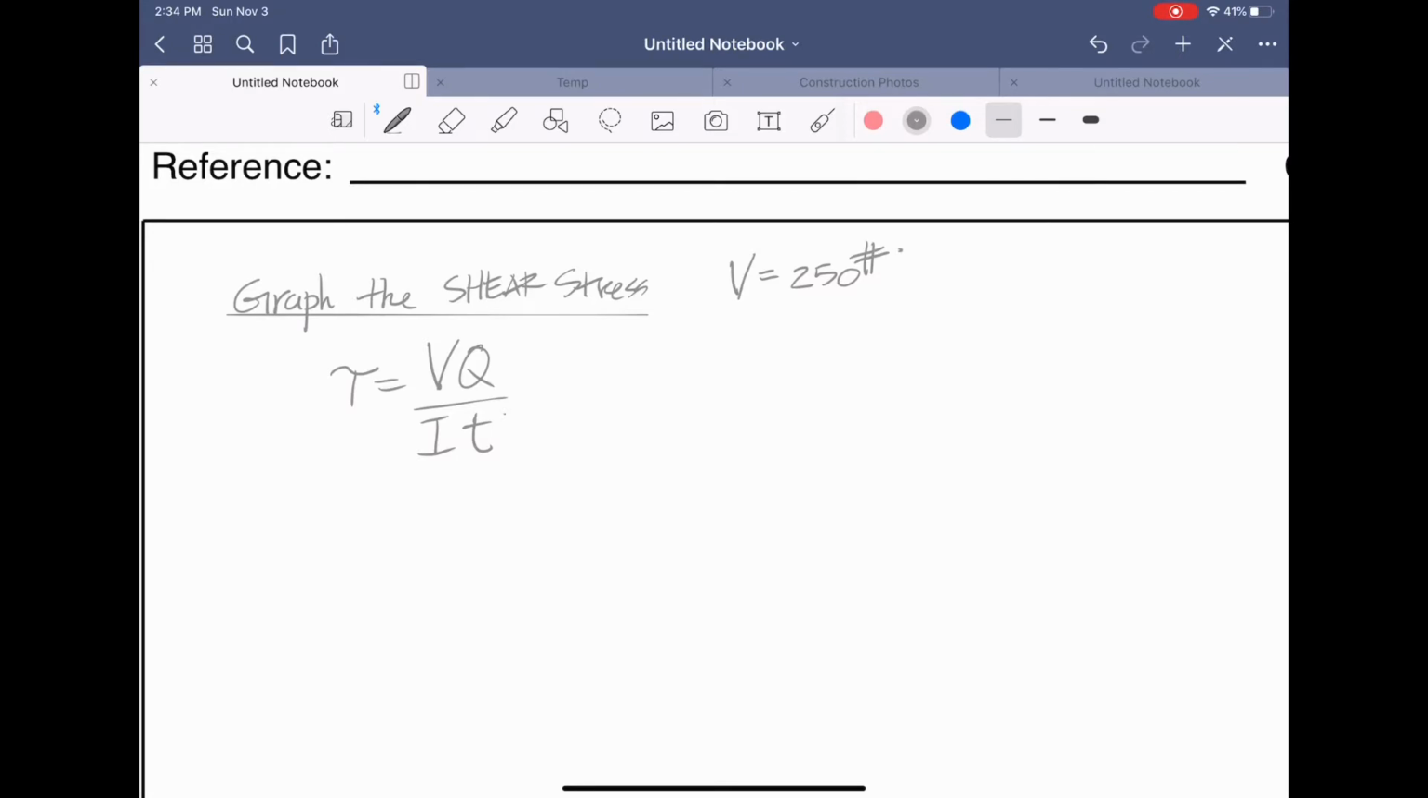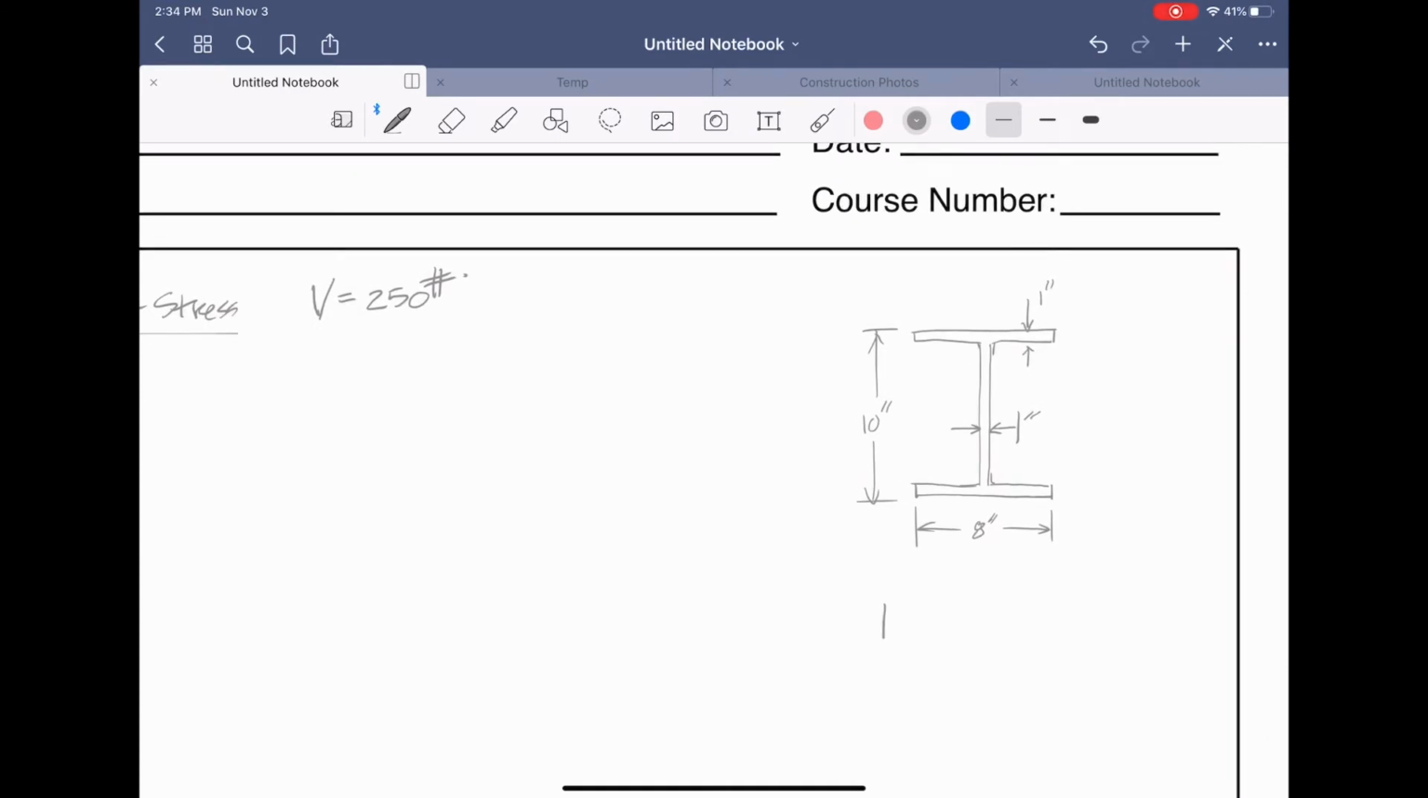And we'll solve for our moment of inertia. Our inertia, I, is equal to 1/12 b h cubed minus the second b h cubed in parentheses, which is then equal to 1/12 times 8 times 10 to the third minus the smaller rectangle, which is 7 times 8 to the third, and that is equal to 368 inches to the fourth.